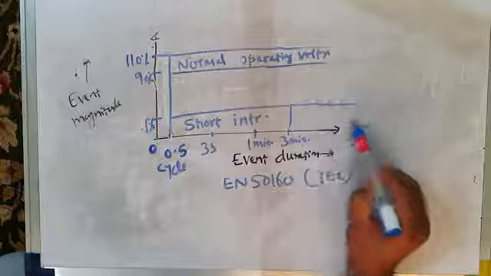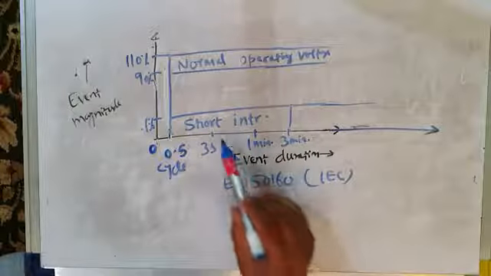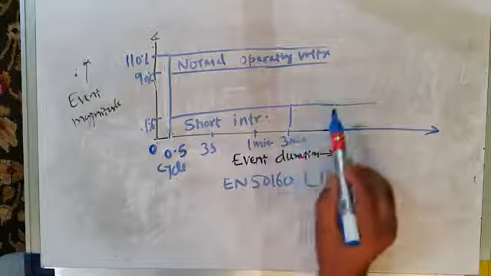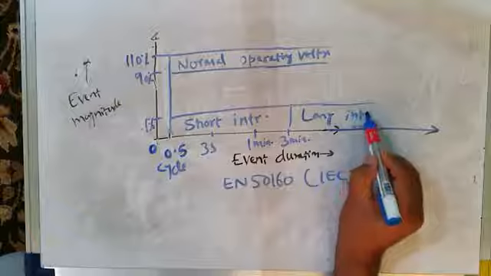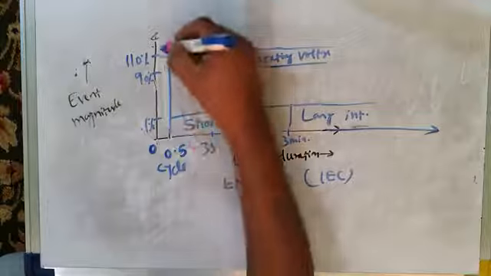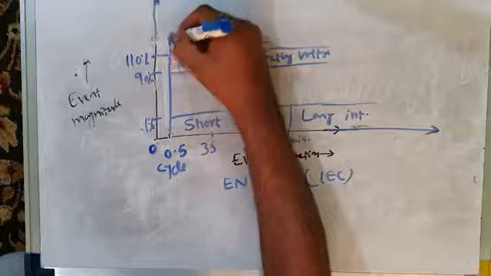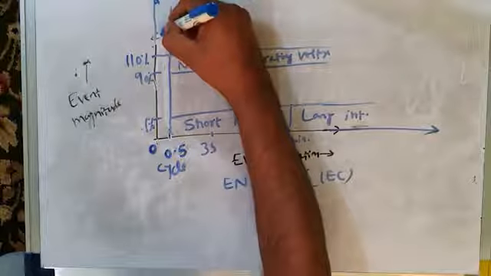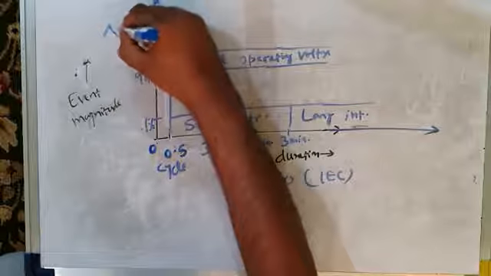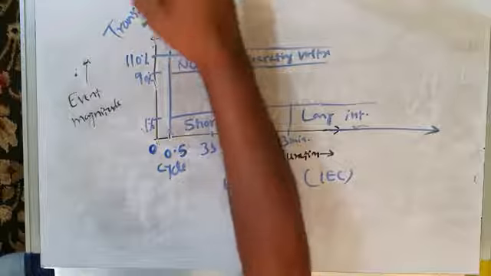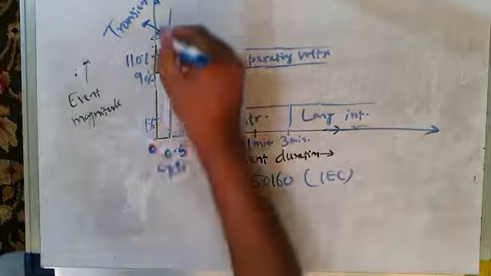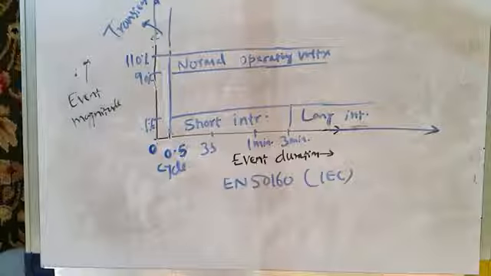So if the interruption is for a duration greater than 3 minutes, then it is long interruption. So this is long interruption. So this is transient. Here you can show the transients, because transients have a very high amplitude and transients are of very short duration, right?